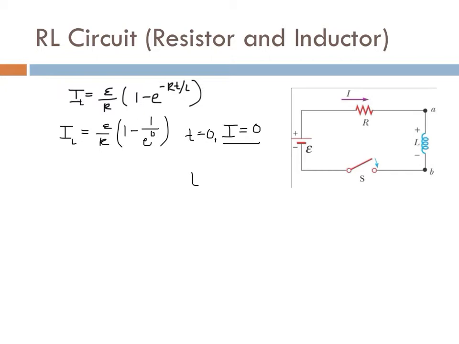Then we can look for when this has been on for a very long time. When that's true, this is an infinitely large number, which means that the fraction is an infinitely small number, essentially 0. So 1 minus 0 means that all we're left with is sigma over R, which again, you should recognize as V over R, which is just our maximum current. Essentially, if my inductor were not even there, this is the current that would run through it.